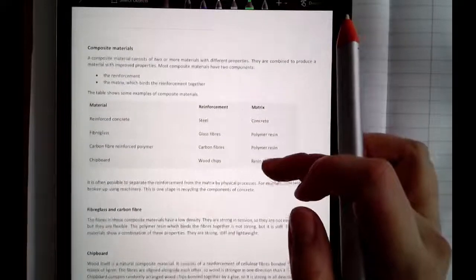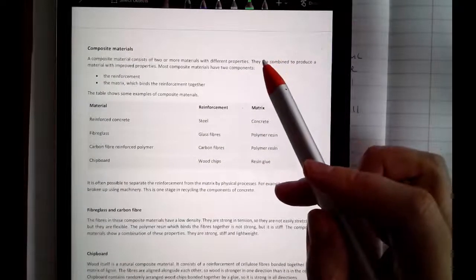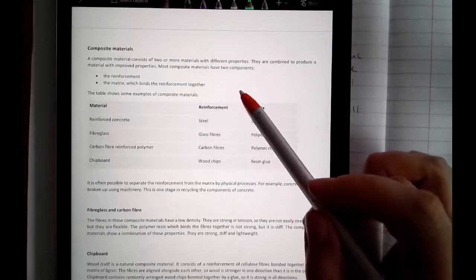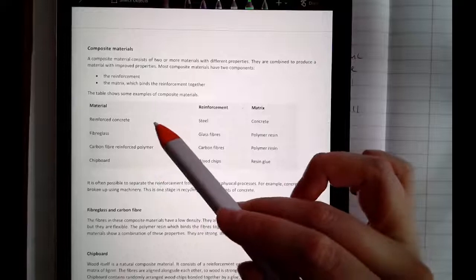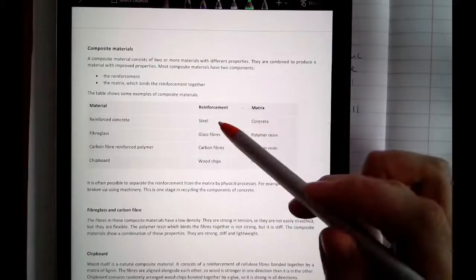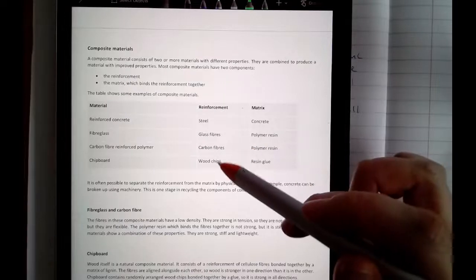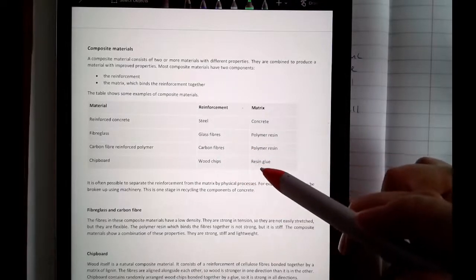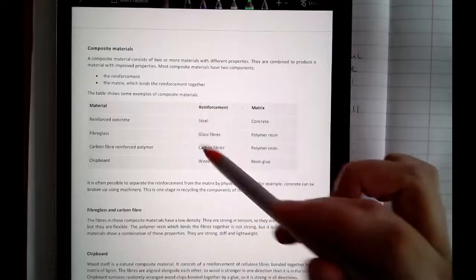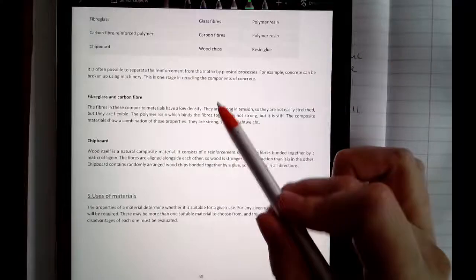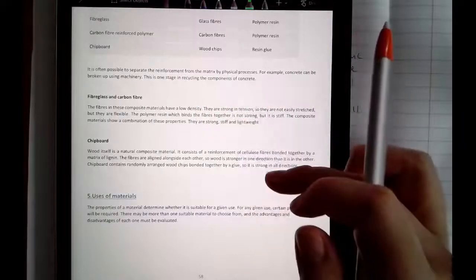Composite materials, then, it's kind of similar to what we looked at with alloys. It's when you're taking 2 materials and adding them together to make it better, to make it stronger. For example, reinforced concrete: you've got your concrete and you add some steel, it's going to make it a bit stronger. Chipboard, you've got your wood chips, and you hold them together using resin glue. So you're taking 2 things and putting them together to make it better. And again, underneath here, talk a little bit about the different composite materials, and then talk about their uses.